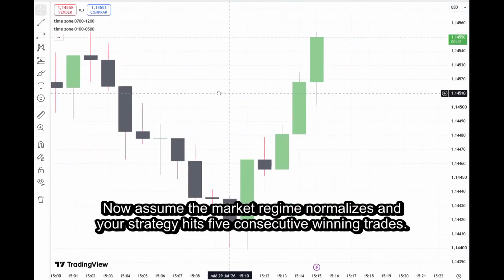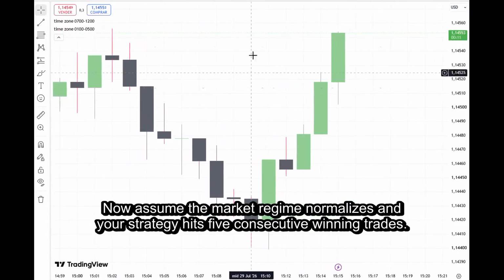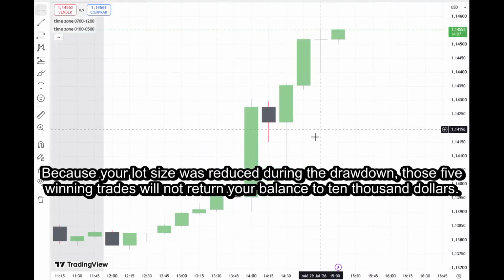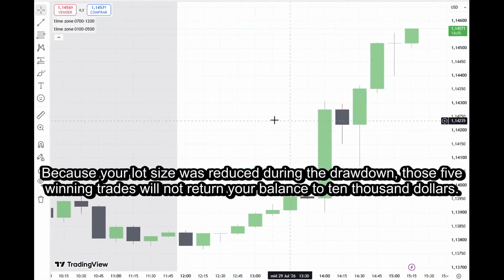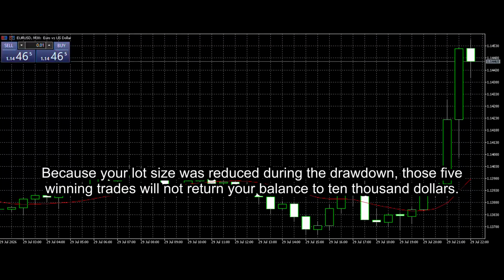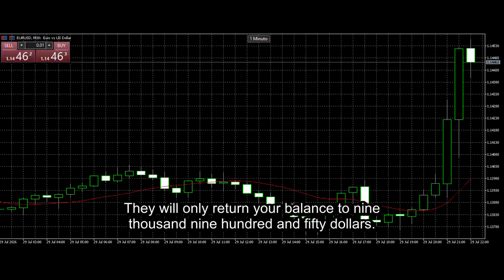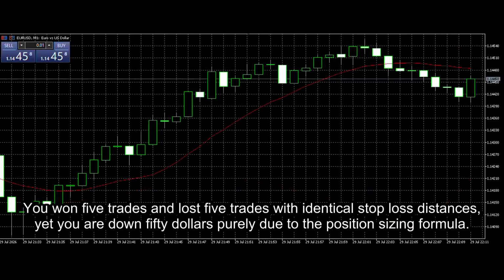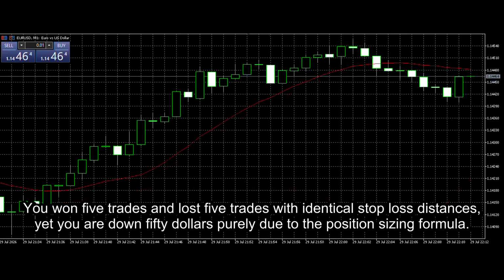Now assume the market regime normalizes and your strategy hits 5 consecutive winning trades. Because your lot size was reduced during the drawdown, those 5 winning trades will not return your balance to $10,000. They will only return your balance to $9,950. You won 5 trades and lost 5 trades with identical stop-loss distances, yet you are down $50 purely due to the position sizing formula.